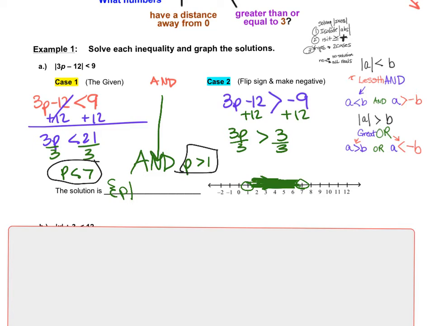So this means that if you think rationally, the values that would make this true would make the number p between 1 and 7. And remember that we always use the less than symbols for an and inequality. And if you get confused, go back to your original. P is less than 7, p greater than 1. So if you reversed it, it would say 1 is less than p.